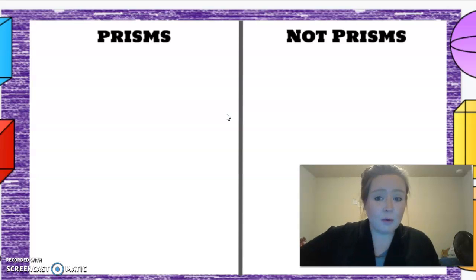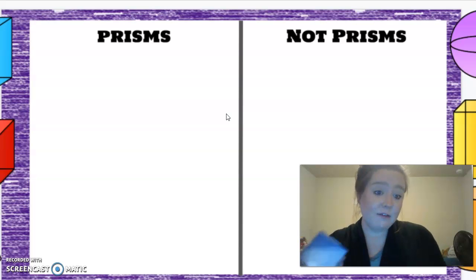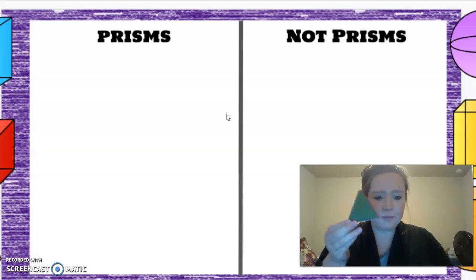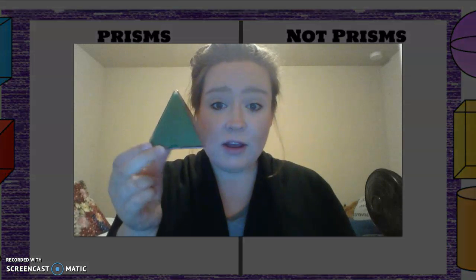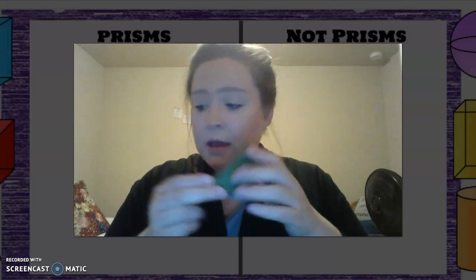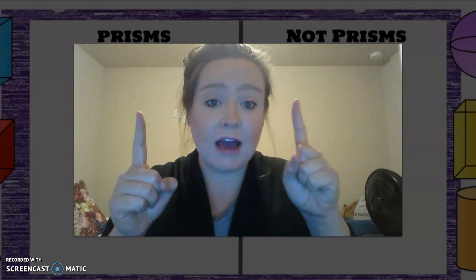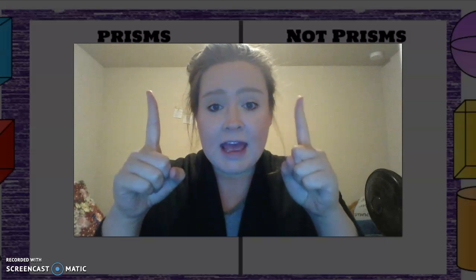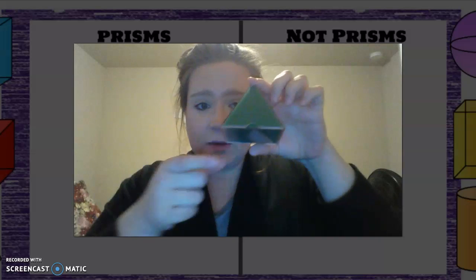A prism is a 3D object with identical parallel ends and has flat surfaces. Okay, so I want to look at this one. A prism is a 3D object with identical parallel ends, meaning, remember, parallel, they're on the opposite side. They're opposite of each other. Like parallel lines are going to be opposite of each other. In a rectangle, parallel lines are going to be the top and bottom, and then the sides. Those are going to be parallel. Okay, so let's look at this one.